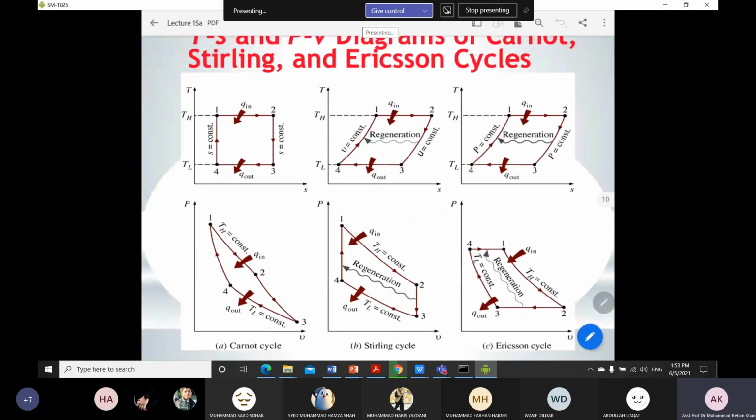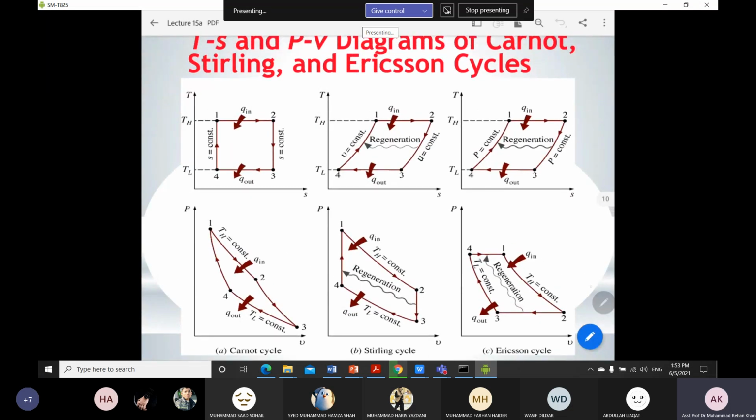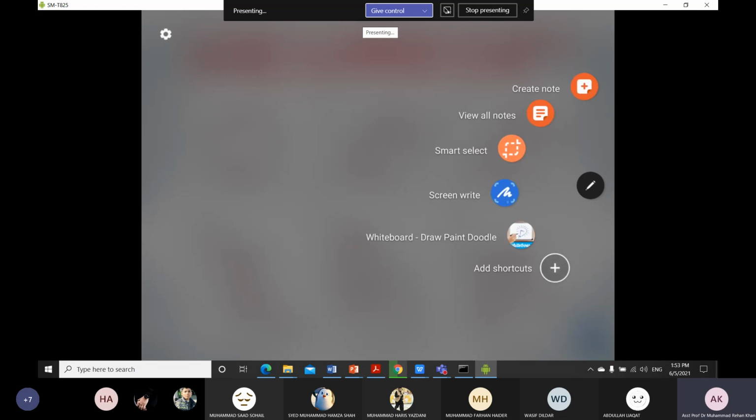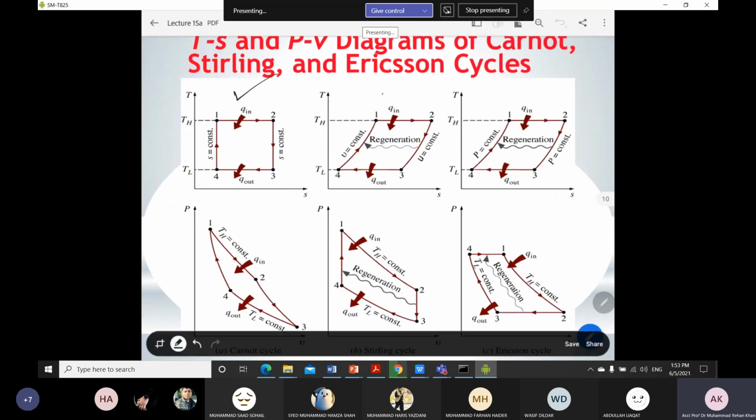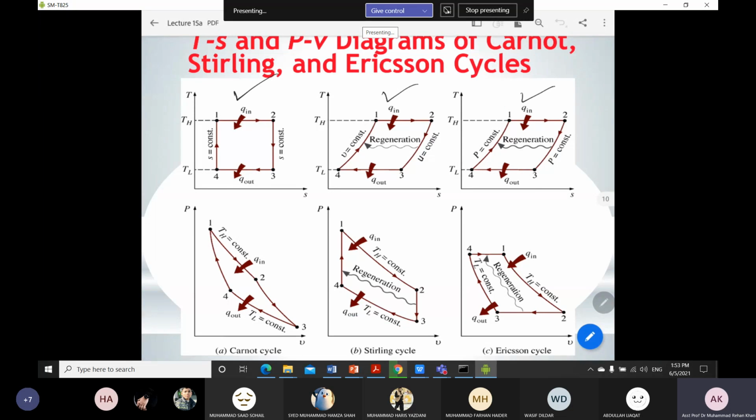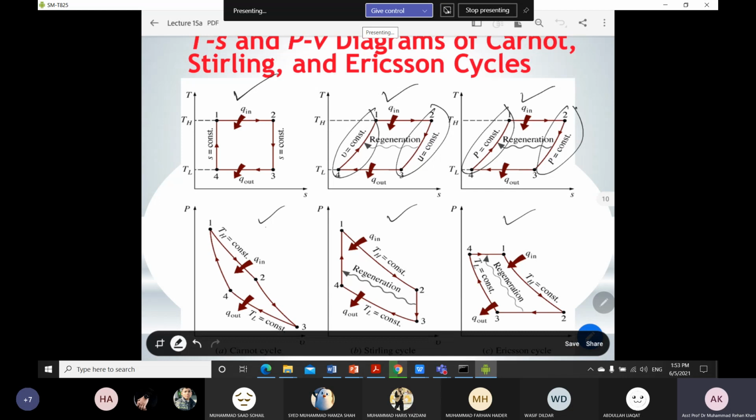Okay, so here is the clear presentation of the PV and TS diagram so that you will get a better understanding of it. Okay, so if you compare with the Carnot cycle TS diagram, you can see that the difference is only between these processes. Okay, you compare with the TS diagram, and then if you compare with the PV diagram, you can easily notice the difference for the cycle PV diagram.